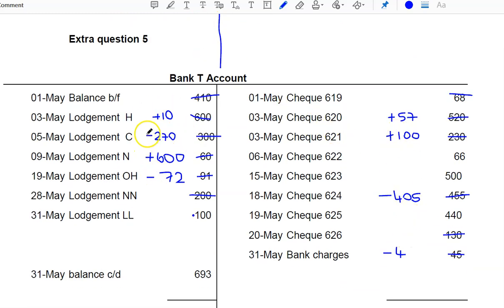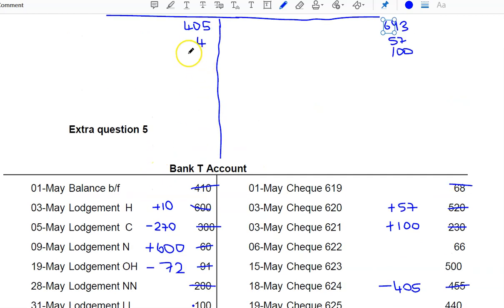Then we look at this side. On the debit side we had two pluses, a 10 and a 600. So we need to increase the debit side by 10 and by 600. And with two minuses where we need to reduce the debit side, and a minus you just show it on the other side, it just flips. Some 270 here and minus 72. So we have done the opening balance, and then 1, 2, 3, 4, 5, 6, 7, 8 errors.